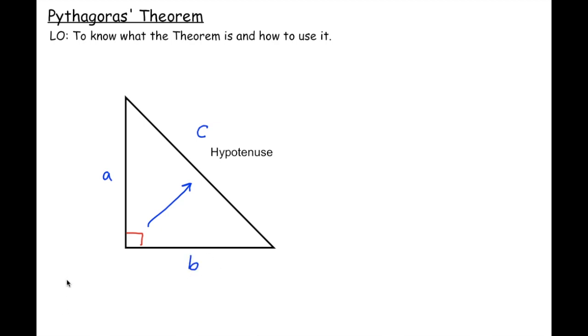If you've watched the previous videos, you'll know that Pythagoras' theorem states that the square of the hypotenuse is equal to the sum of the square of the other two sides. So the square of the hypotenuse, so that is c squared, is equal to the sum of the squares of the other two sides. So that is a squared plus b squared. And that is Pythagoras' theorem.